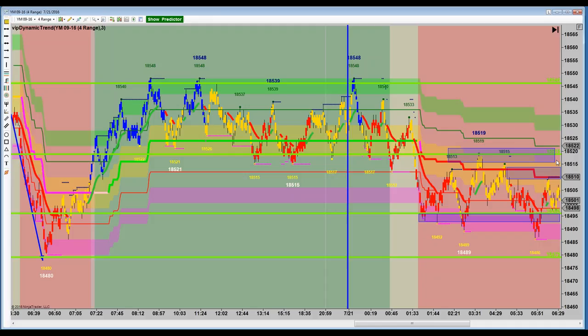Now, I'm asking this question because there are several clues on this chart that will help you to answer the appropriate way to approach this. Right? There are clues here that are telling us which direction we want to trade it. We're shorting resistance, buying, or both. Time's up.